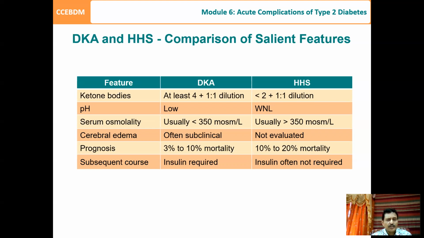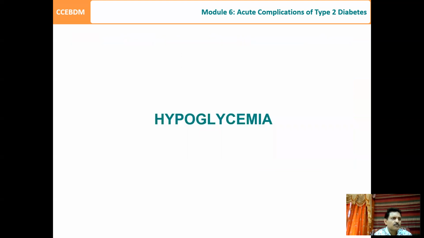Now, subsequently, after the patient came out of the problem, in DKA, patients always require insulin, but in HHS, the patient may not require insulin because these are patients who actually suffer from type 2 diabetes mellitus.